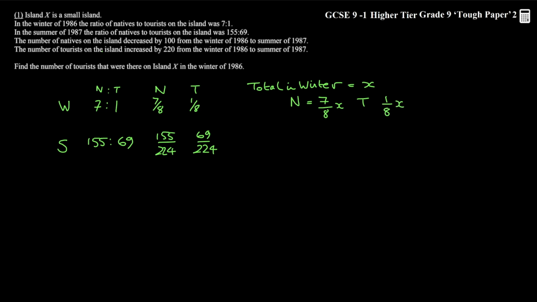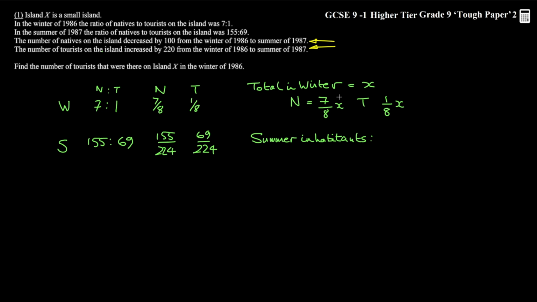Now we've got to look at these two facts here. The number of natives on the island decreased by 100 from the winter to the summer. Okay, well, we can cope with that now because we now know the number of natives, and the number of tourists increased by 220 from the winter to the summer. So let's have a look at the people on the island in the summer. Right, deal with the natives first. The natives decreased by 100.